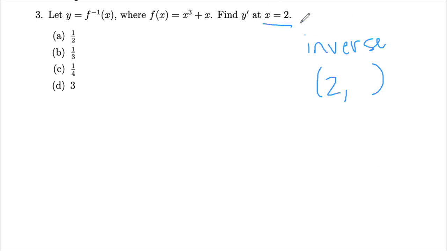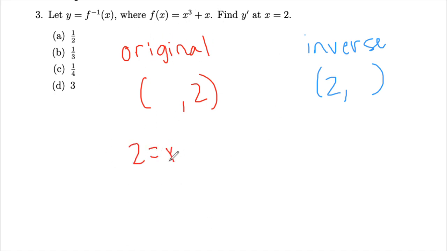Because we know that x equals 2 for our inverse function, what that tells us is that for our original function, we are going to have an output value, or a y value, of 2. So the first step is to figure out what our x value would be, so how we could basically output 2 here.